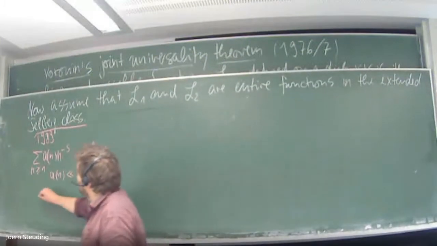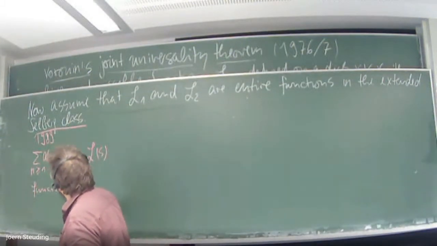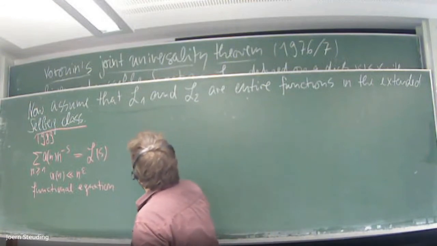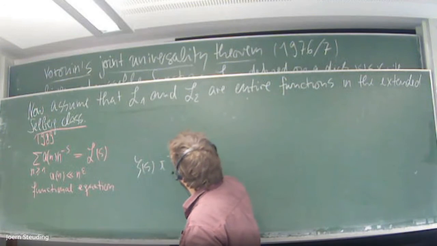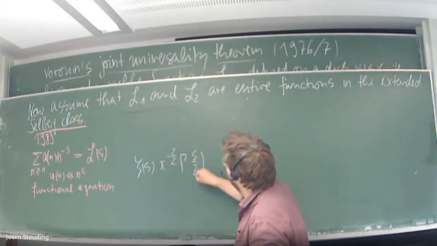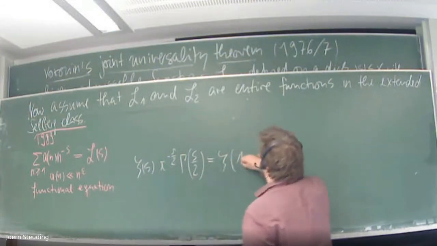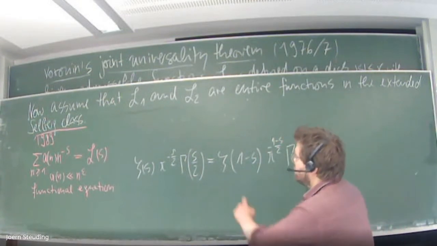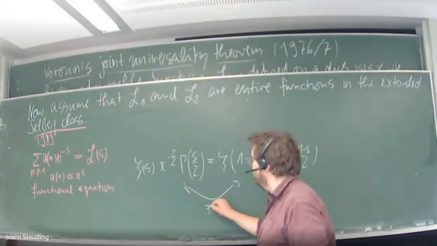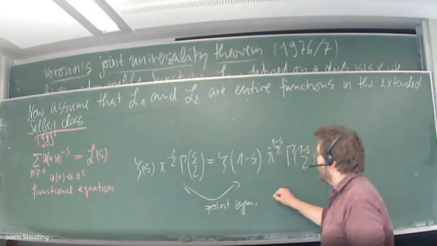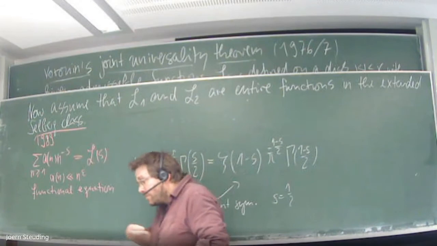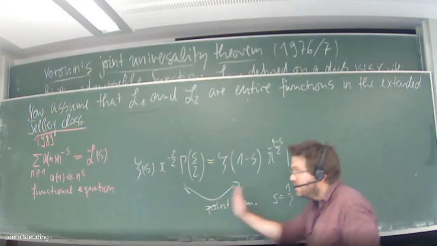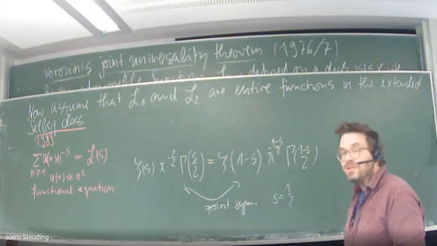What else? A functional equation. For the Riemann zeta function, the functional equation looks like that: zeta of s times pi to the minus s half, gamma of s half, is equal to the same expression, but now s is replaced by 1 minus s. And of course, this is a symmetry, a point symmetry, with respect to s equal to 1/2. That means if we know the Riemann zeta function to the left of the vertical line with real part s equal to 1/2, then we also know it on the right of this line.